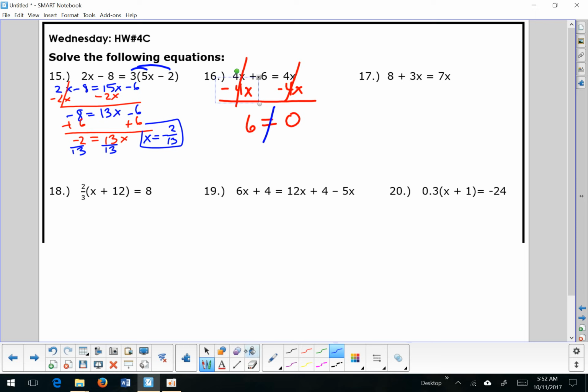Whenever you're solving an equation, if your variable actually disappears on you, right? I had an x on the left and an x on the right, and now I don't have any x's at all. That's a special situation. It gives you a special answer. So if the statement that you end up with here is not true, then you simply write that there is no possible solution.